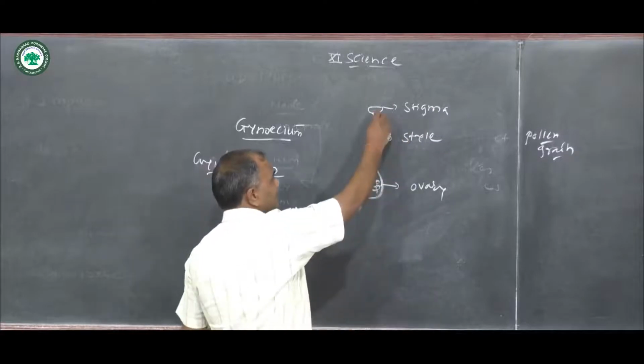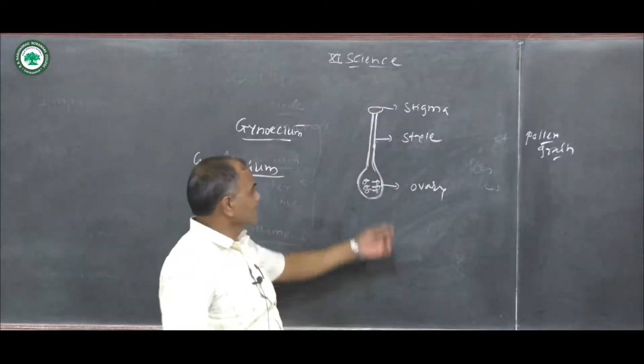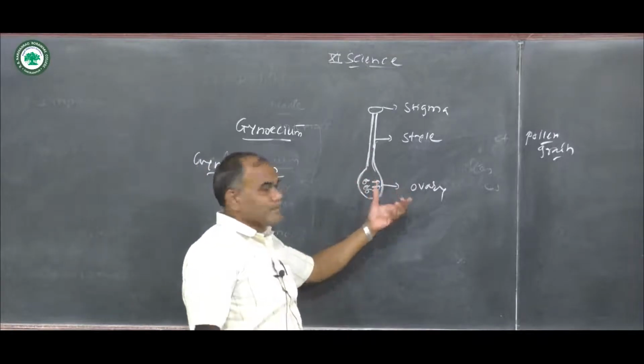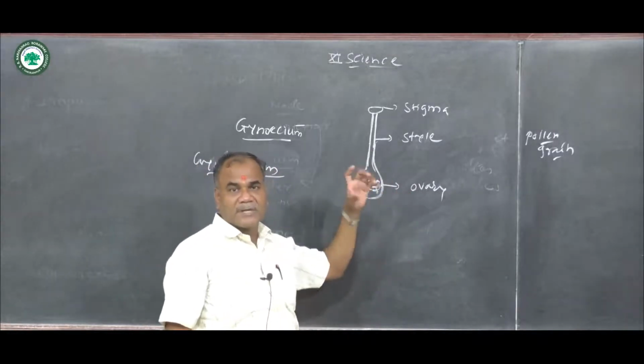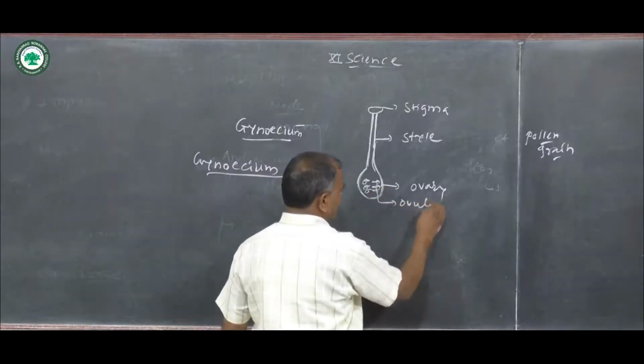Long and elongated styles are there. The long, elongated, fiber-like or thread-like portion is known as the style. And the basal swollen part contains a number of ovules. So it is known as the ovary. They contain the ovules. These are the three parts.